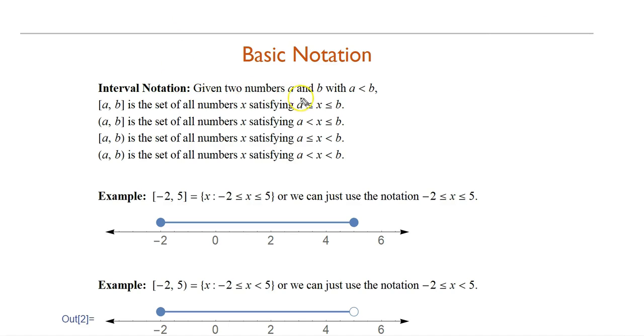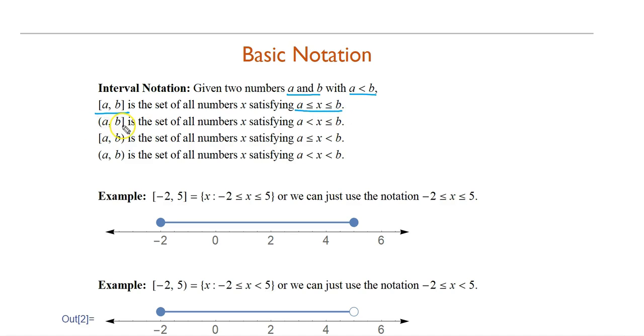So let's recall that if we're given two numbers a and b, with a less than b, then this notation, closed bracket a comma b, closed bracket, we call those closed brackets, is the set of all numbers x that are between a and b, and x can equal a and it can equal b. So it's defined to be this set.